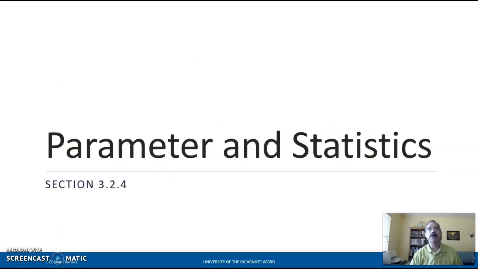All right, the very first thing I'd like to talk to you about is parameters and statistics. You will find this in the text in subsection 3.24. I'm discussing this first because I think it's very important to make this distinction right from the beginning, before we can start talking about the parameters or the summary statistics.